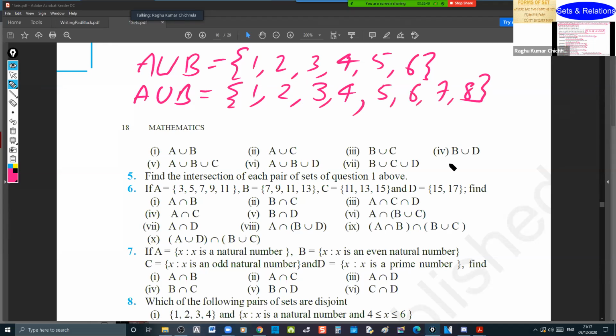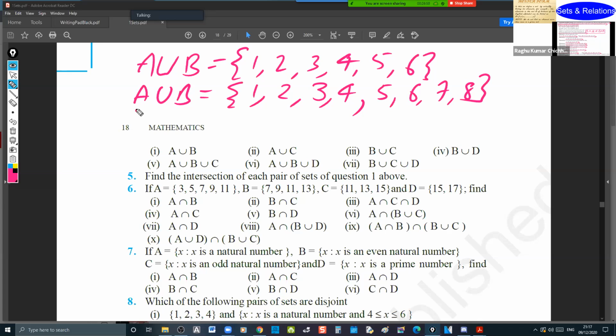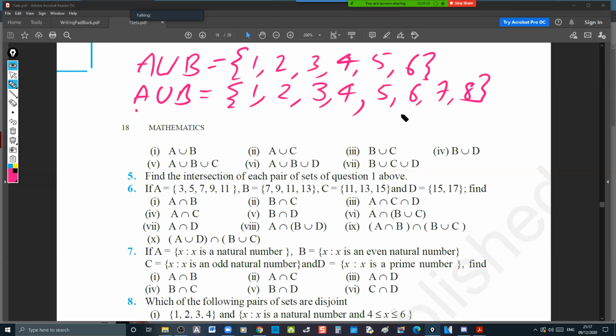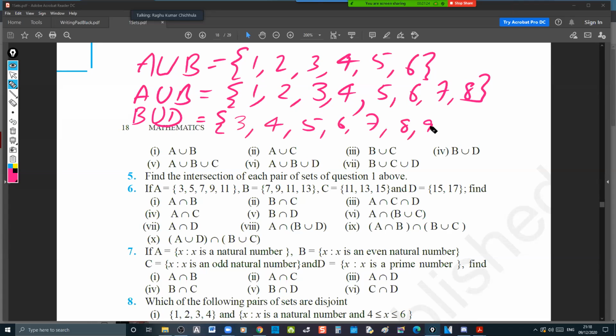It's easy. Similarly, B union C can be written B union D. Anything common between B and D? No, sir. So you have to write all. Starting from 3, sir. 3, 4, 5, 6, 7, 8, 9, 10. Yeah, 3 must be written. 3, 4, 5, 6, 7, 8, 9. Correct now? Yes, sir. Also 10, sir. 10 is also there, sir.